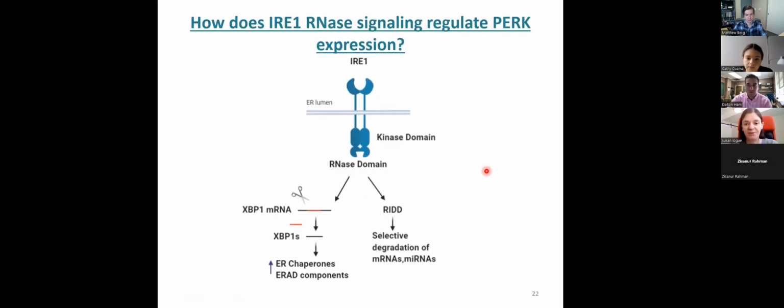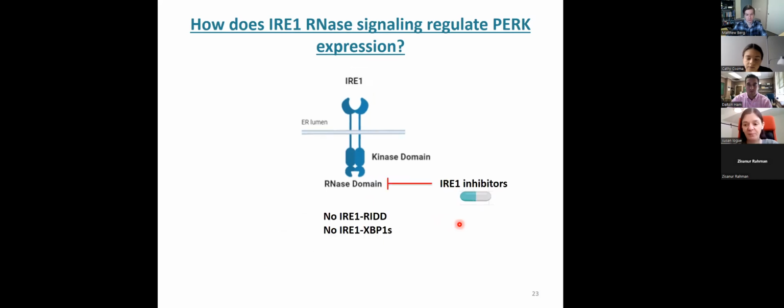Okay, so how is IRE1 doing this? If you remember, I told you that IRE1 RNase activity has 2 signaling outputs, IRE1 XBP1S and IRE1 RID. So whenever we knock out IRE1 or we use IRE1 inhibitors, we're taking out all of this downstream signaling from the RNase domain. So we have no IRE1 RID and no IRE1 XBP1S. This presents a little bit of a challenge if you want to differentiate between these 2 signaling pathways. But one way you can do it is by knocking out XBP1.